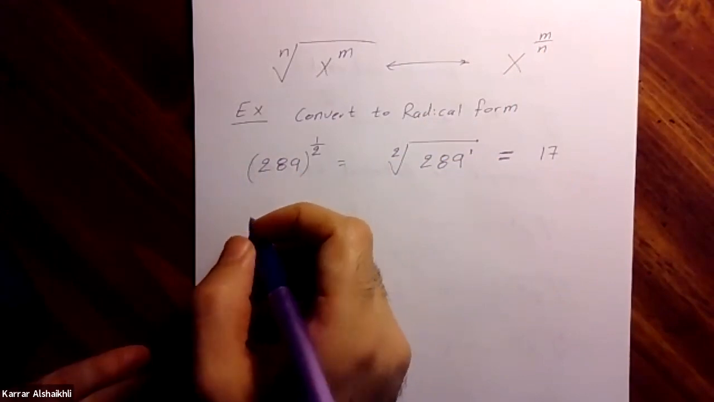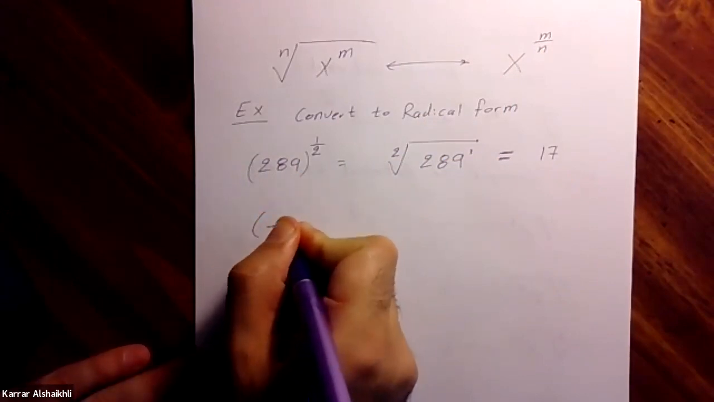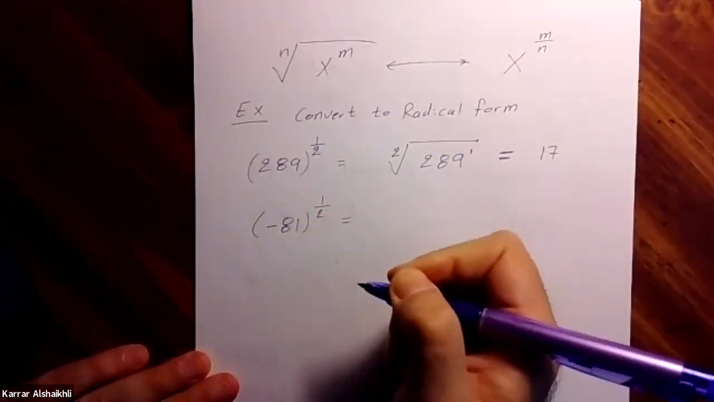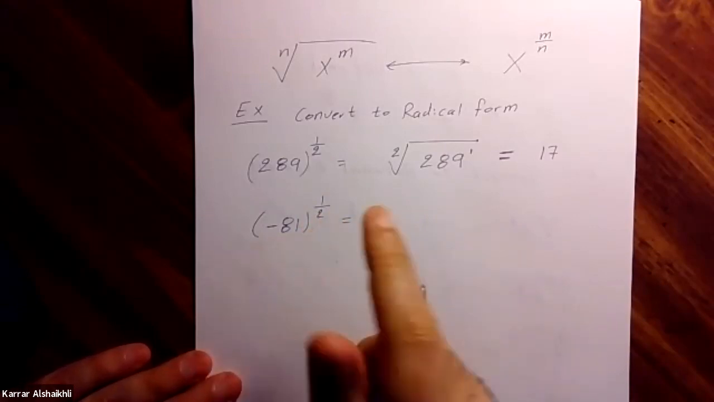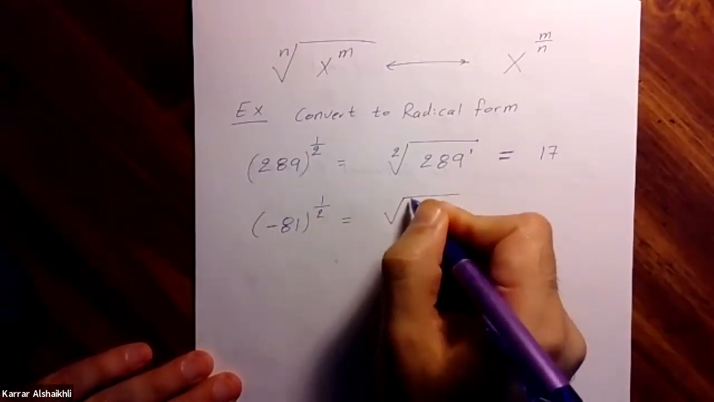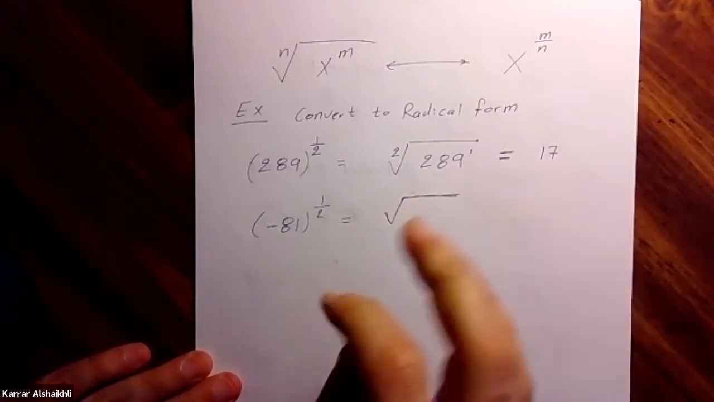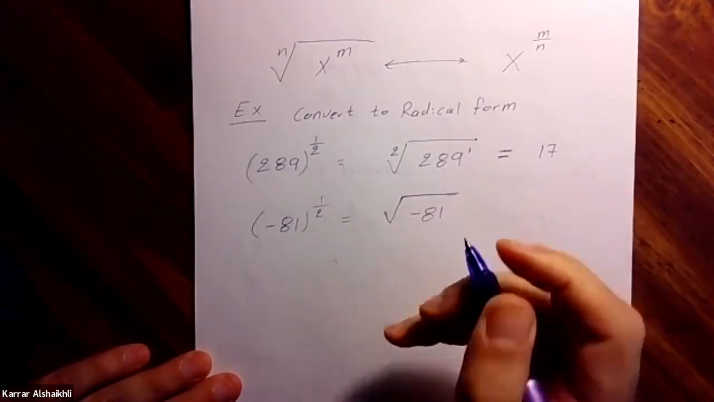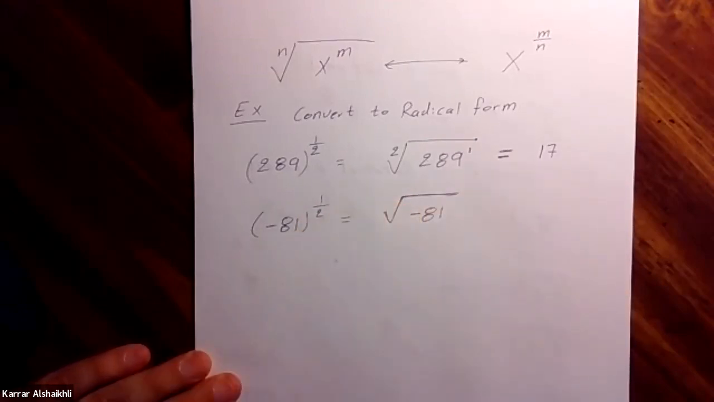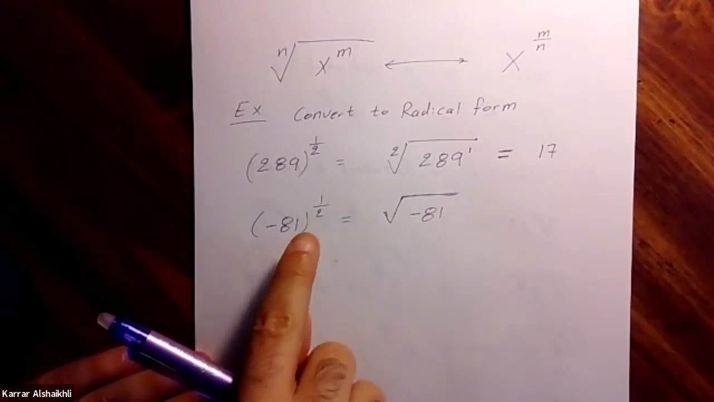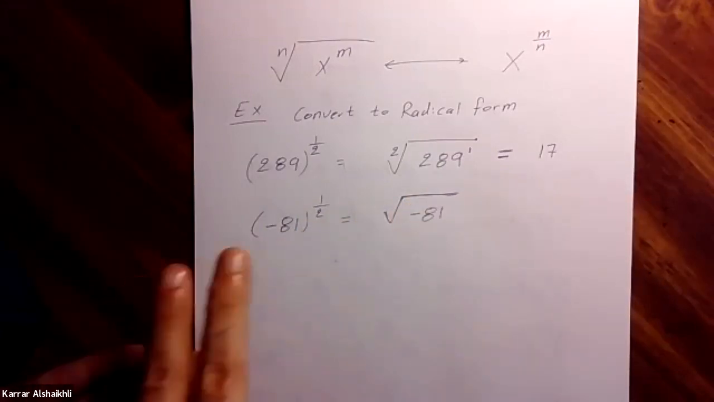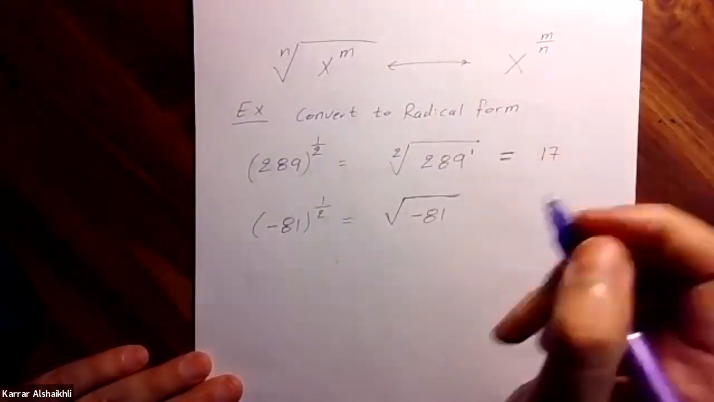This one. Negative 81 to the half. This is rational. So I'm going to write down the radical form. The 2 goes here. Here's the number, negative 81. Does the 2 go here or here? Go back to the form. On the left. On the left here.